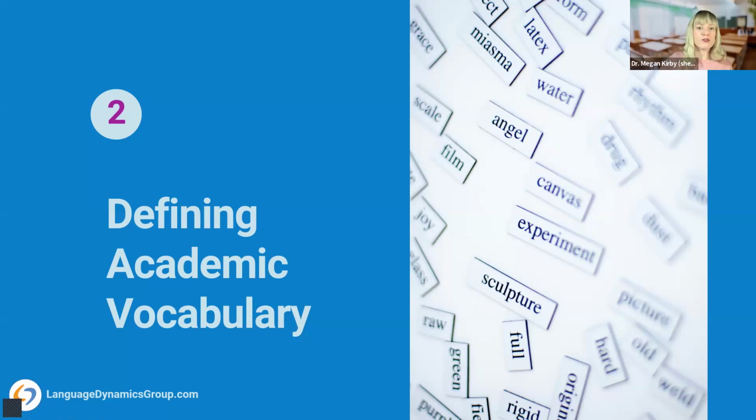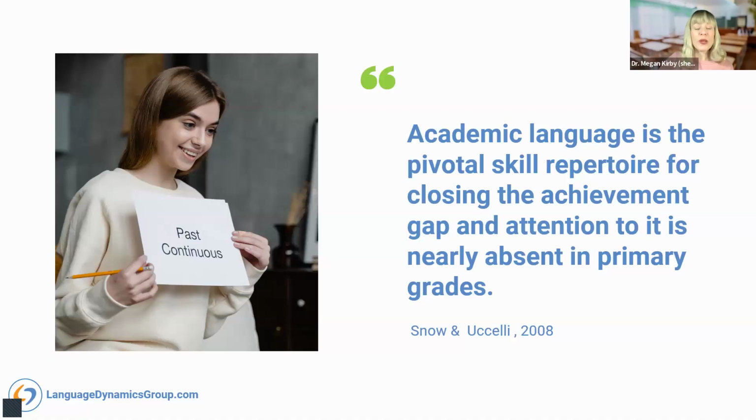Okay, so academic language is really what we focus on. This is one of my favorite quotes. Academic language is a pivotal skill repertoire, and it's pivotal for closing the achievement gap in school, right? But unfortunately, attention to it is nearly absent in all of these primary grades. So in order for you to address academic language, you need to have the right tools to assess it and to teach it.